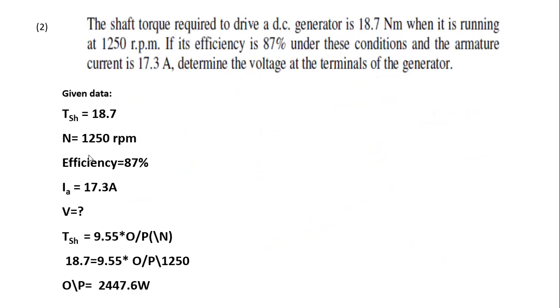Okay, this is the shaft torque, speed and efficiency, and armature current IA and V. First, what is the formula for shaft torque? TSH equals 9.55 into output by N. Substitute the TSH value and speed value in this equation, then we obtain the output.